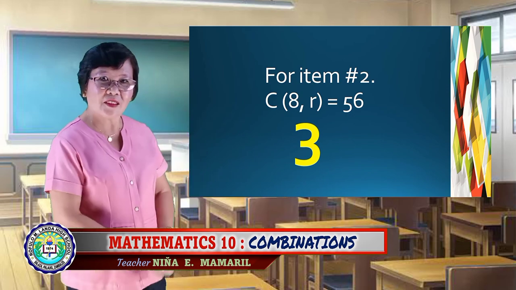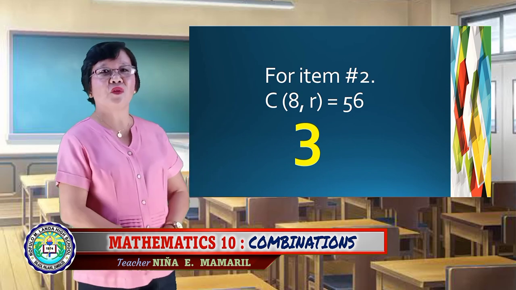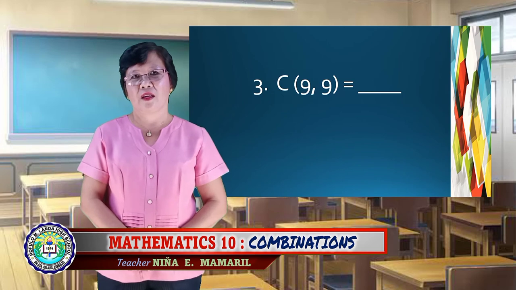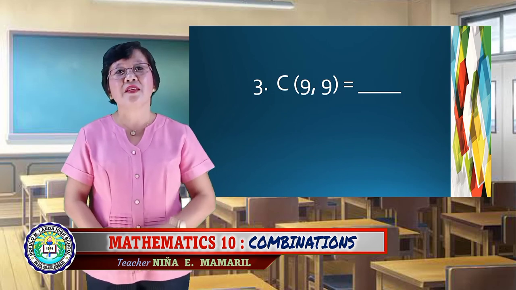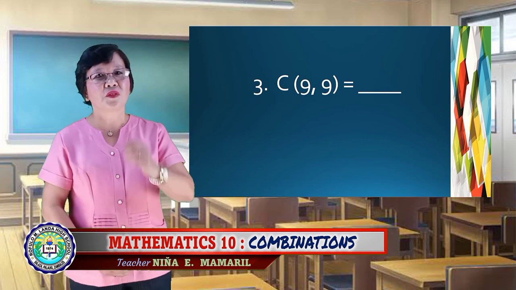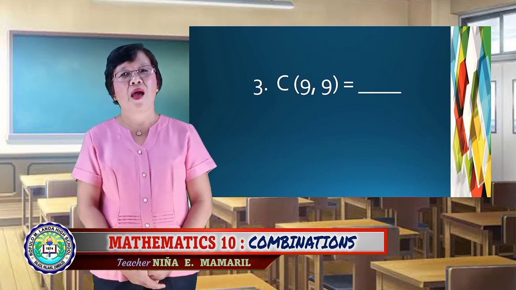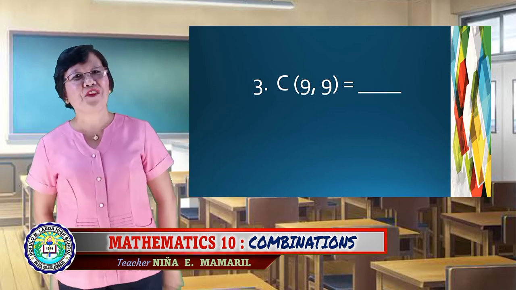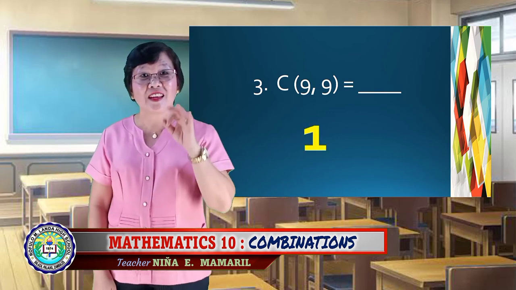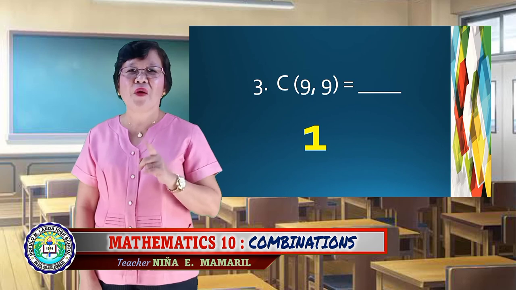Did you get the correct answer? Proceed now to item number 3. Your 9 objects, 9 taken at a time, C is unknown. So, bravo! Excellent! The answer for item number 3 is 1.